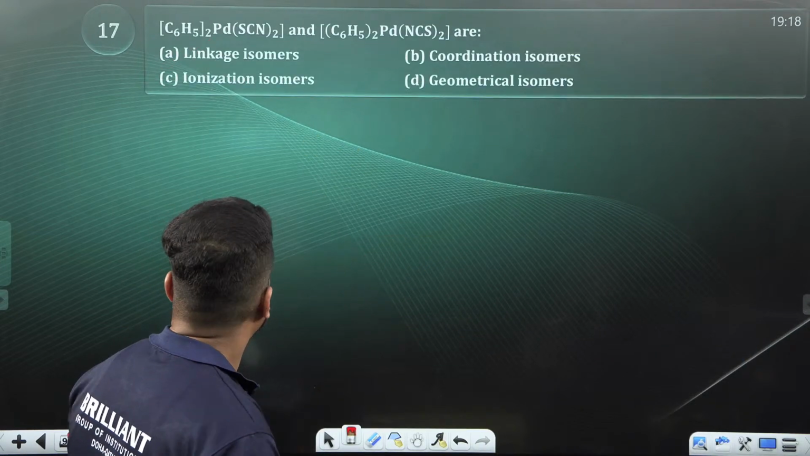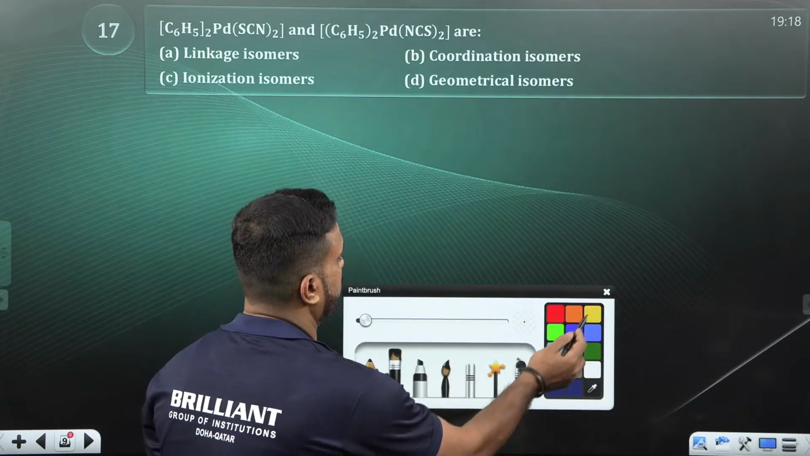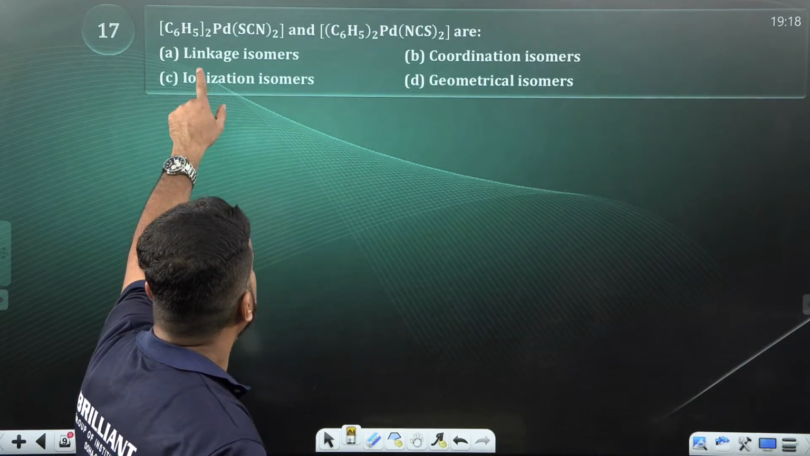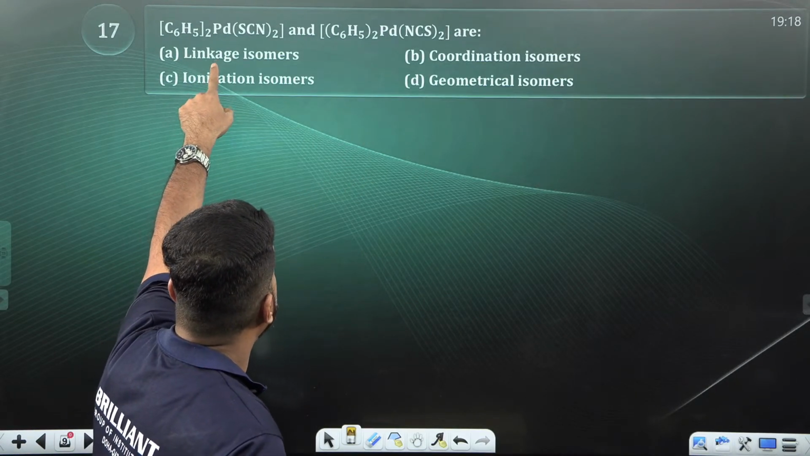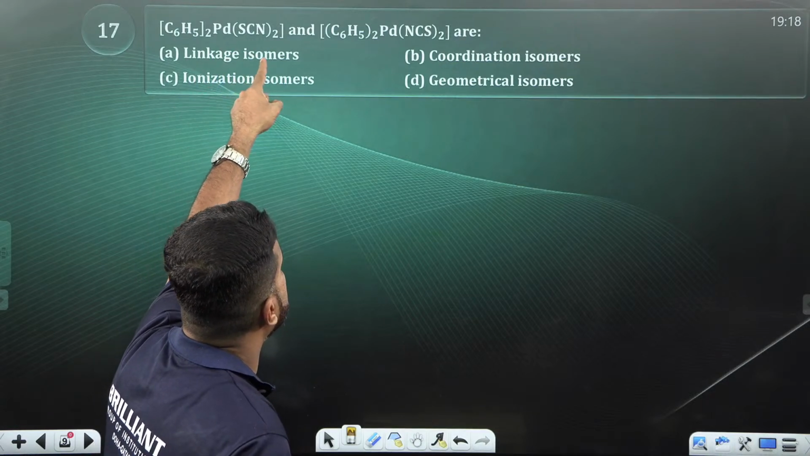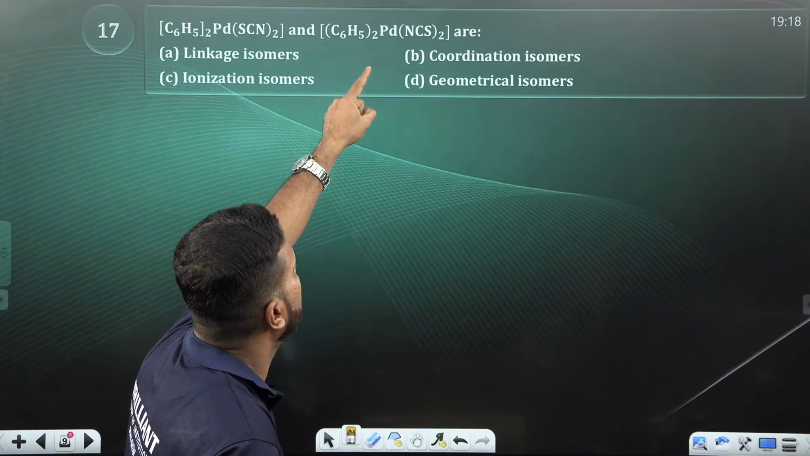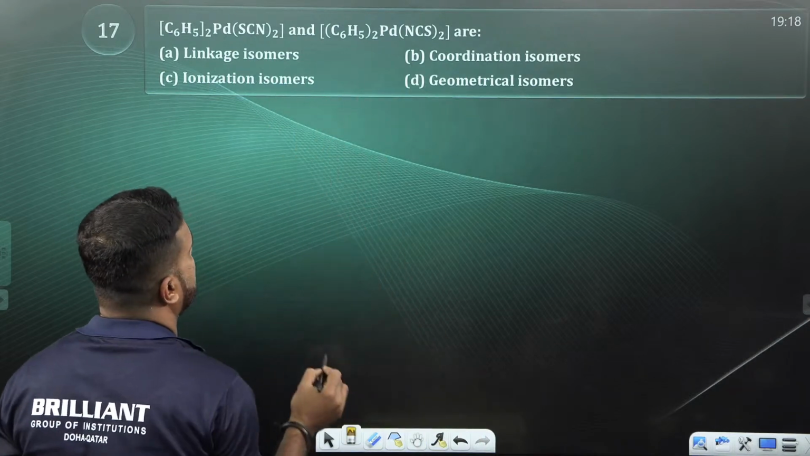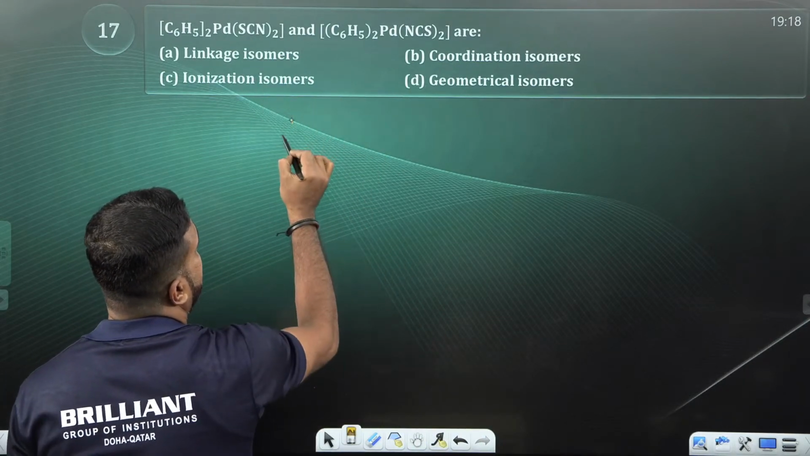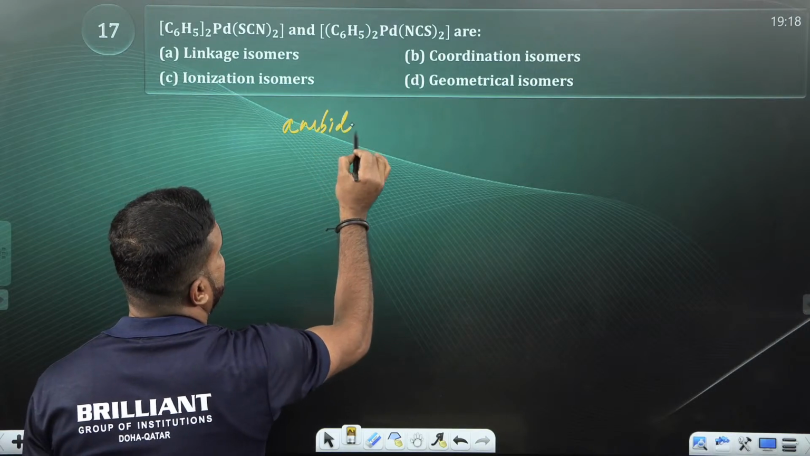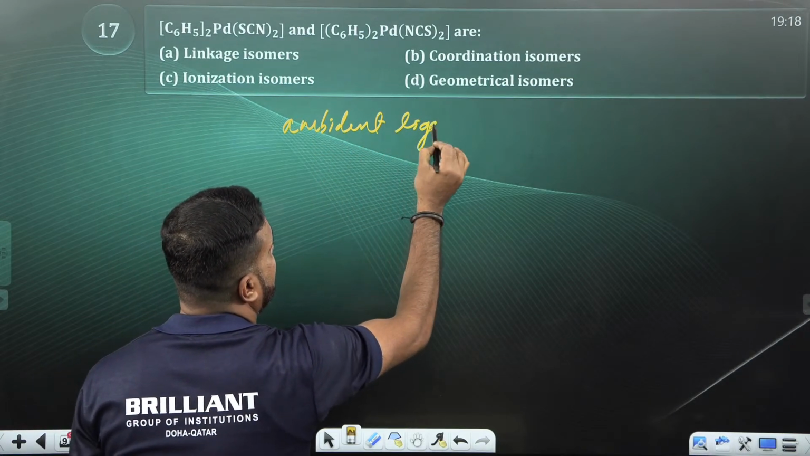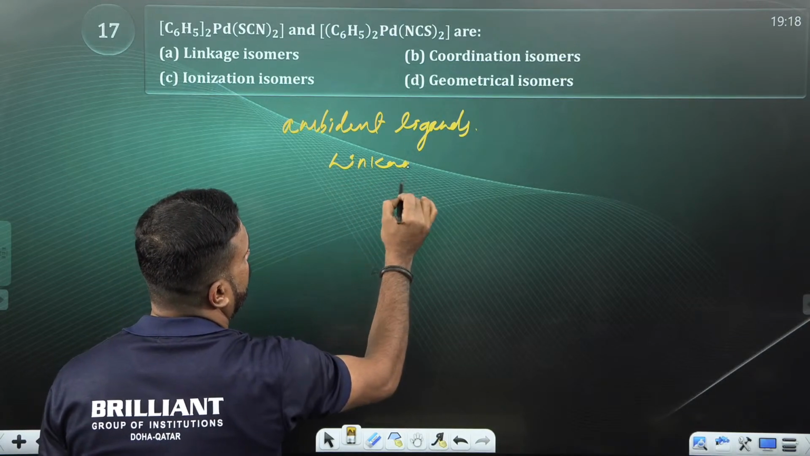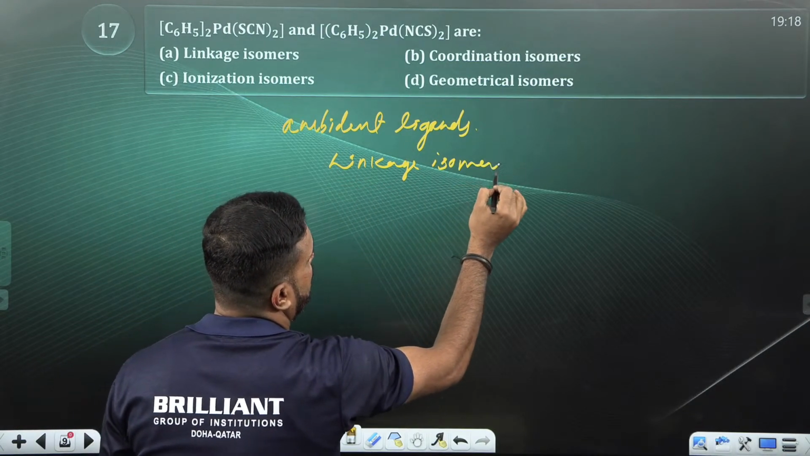Hope you understood. Question number 17. We finished 16, right? Yeah, 17th one: C6H5 twice Pd SCN twice, and C6H5 twice Pd NCS twice. Here it's quite easy. They are asking what type of isomerism. Wherever ambidentate ligands are present, what type of isomerism will be exhibited? That is the easy hint for linkage isomerism.